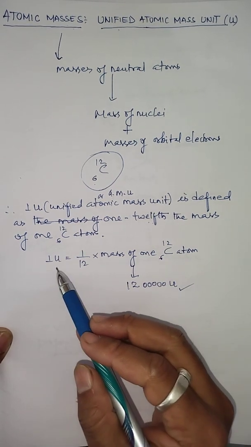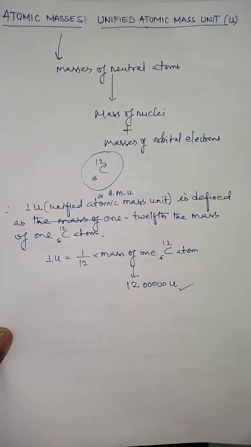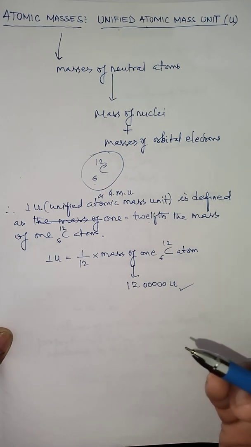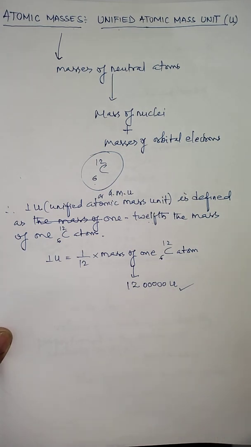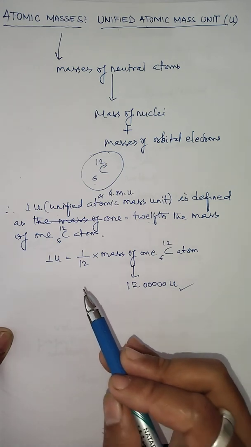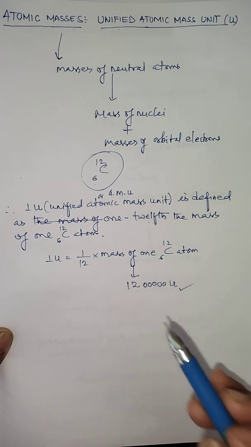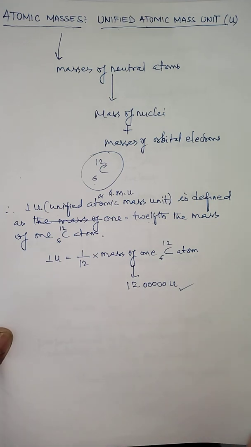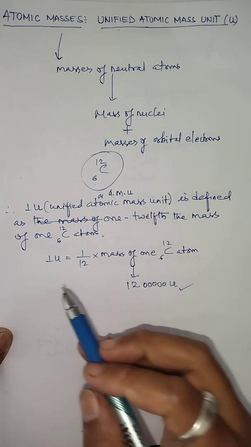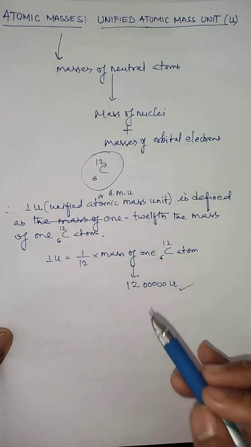With this unit, we can measure the mass of any atom other than carbon, or even the mass of any subatomic particle. In order to measure this mass, we write the atomic mass unit in terms of kg, because kg is the SI unit of mass. But this unified atomic mass unit can be expressed even in terms of what?